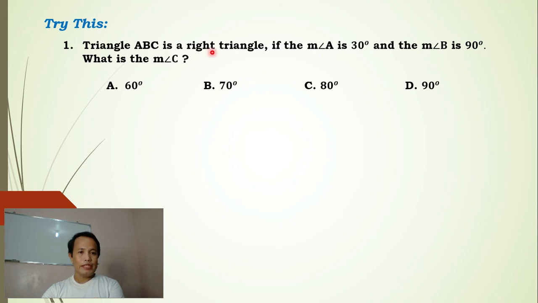Triangle ABC is a right triangle. If the measure of angle A is 30 degrees and the measure of angle B is 90 degrees, what is the measure of angle C? A. 60 degrees, B. 70 degrees, C. 80 degrees, D. 90 degrees. This problem is just similar to the first problem that I presented.